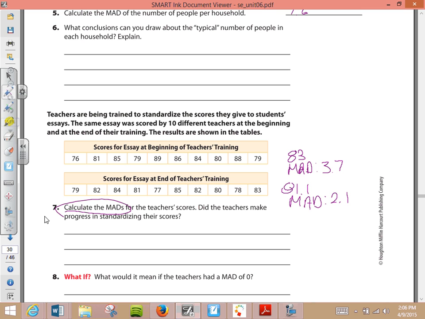Okay, so as I explained, the lower the MAD, that means we have a lower variability, right? That means they're not really spread out. They're pretty close to where they need to be. So what does this information represent? If we went from 3.7 MAD to a 2.1, was there any improvement? Why do you say that? What makes you think that there was an improvement? But what does it mean when the number increases though? How do they get better?